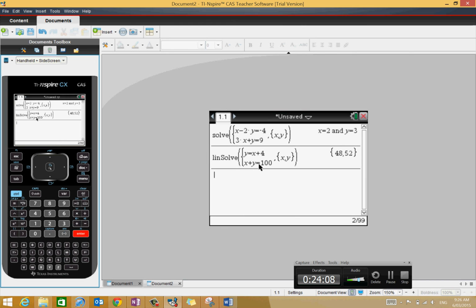But the calculator is not going to interpret the question, is it? It's not going to say that. That's exactly right. We have to minus 25.